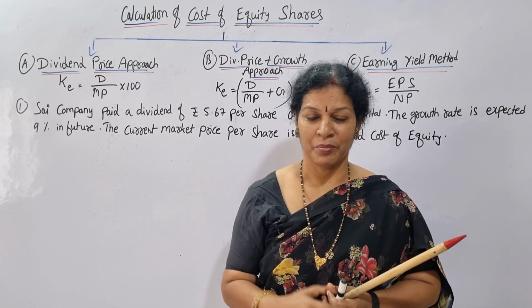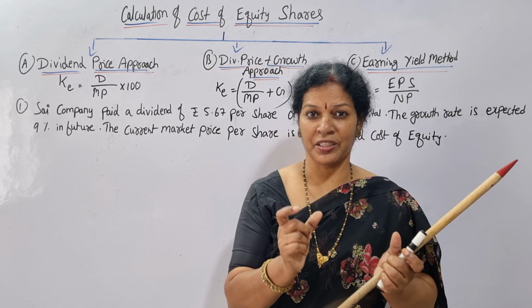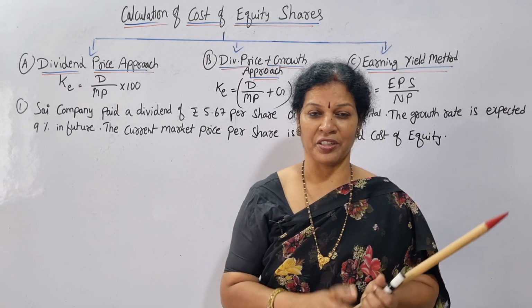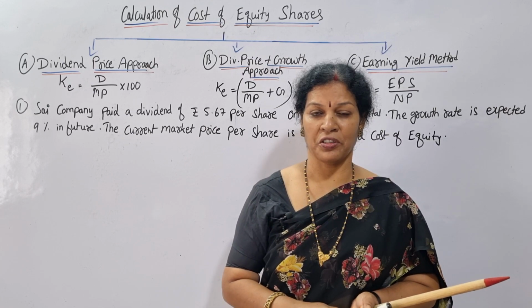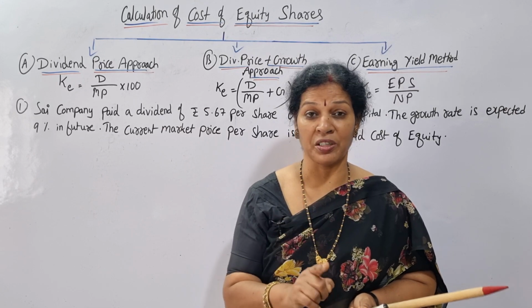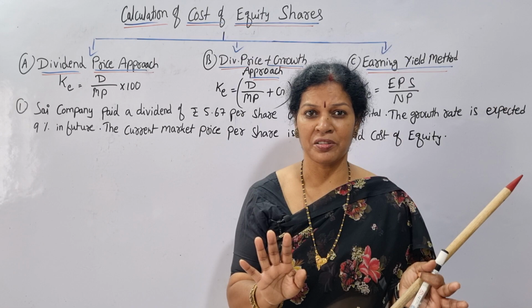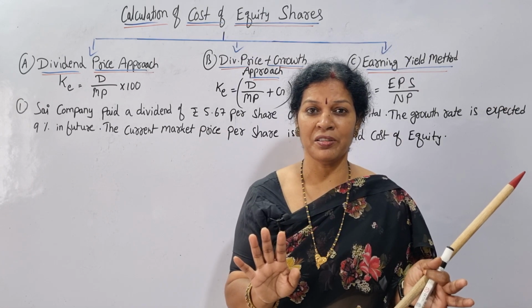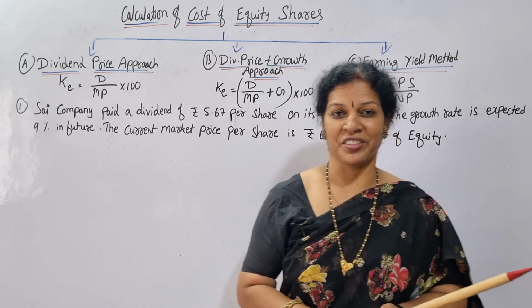Why? Because in preference shares a particular dividend rate is mentioned, how much is to be given to the preference shareholders, and how much is the interest rate to be given to the debenture holders. That is, we have clarity. But equity shareholders getting dividend is always mysterious because it depends on the profits.